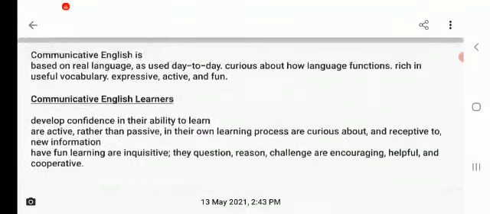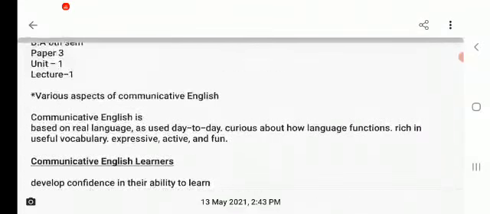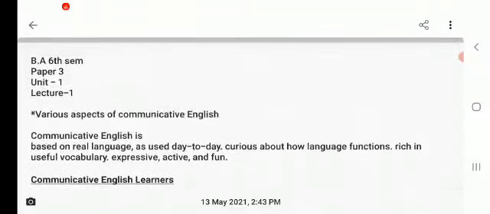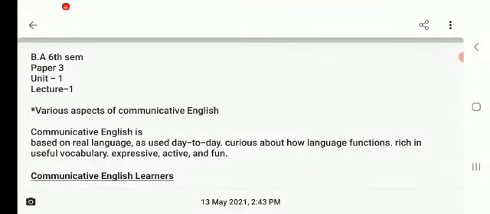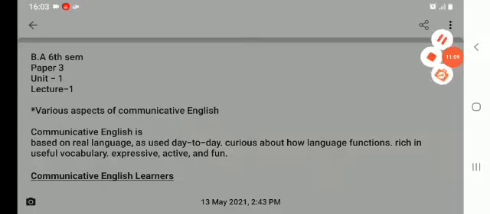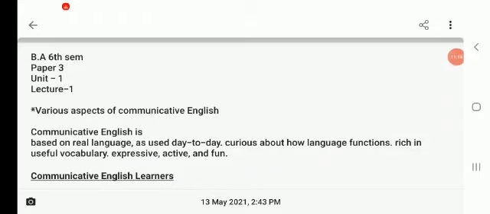And we did the various aspects of communicative English. This is a very short format I have told today, which will only help you get an idea of what it is exactly. As this is paper 3, I will be explaining each and everything in detail, because this consists of all the various aspects of literature as well as English. So we will be doing that in detail.